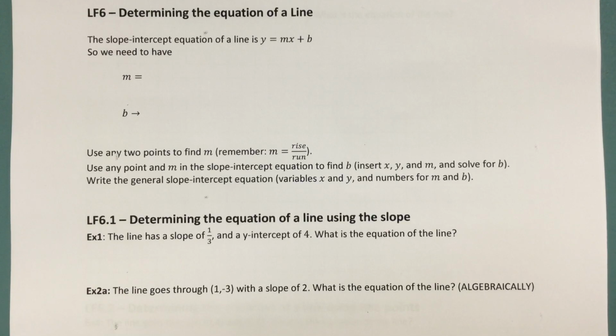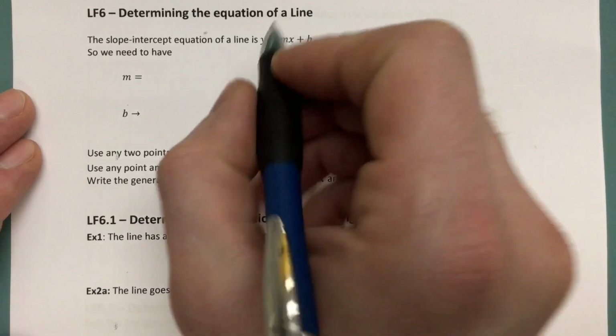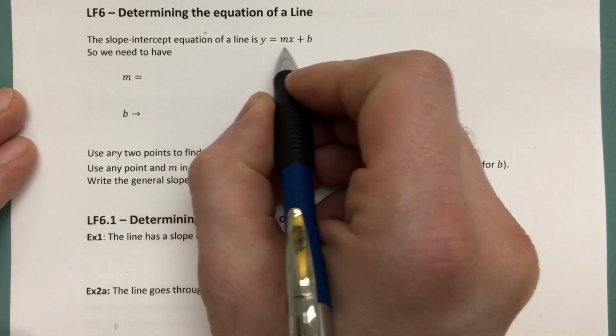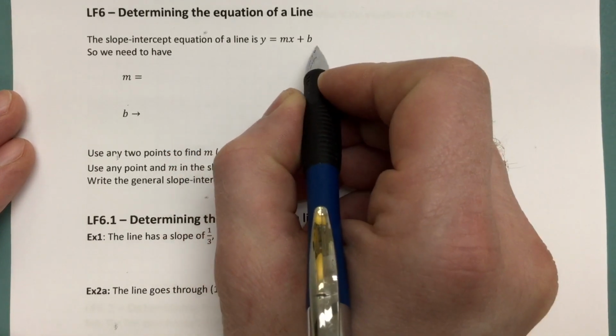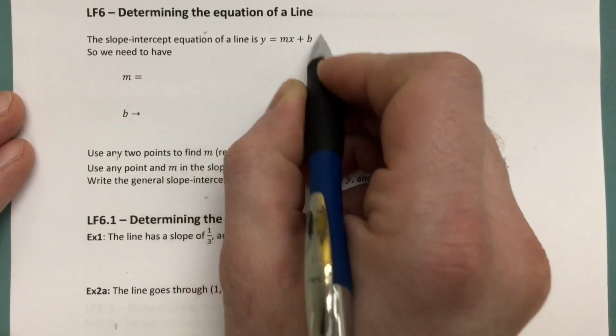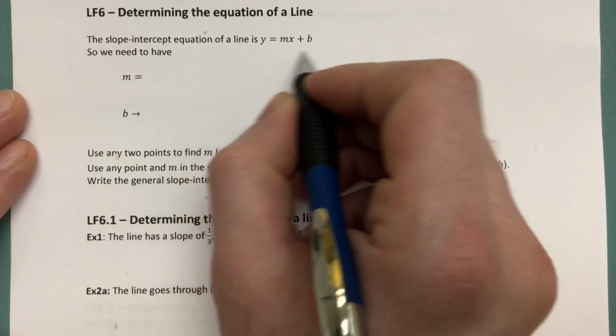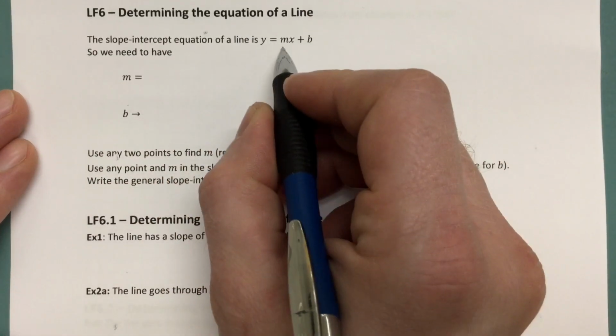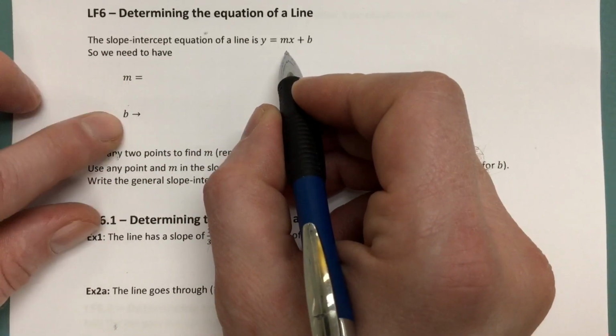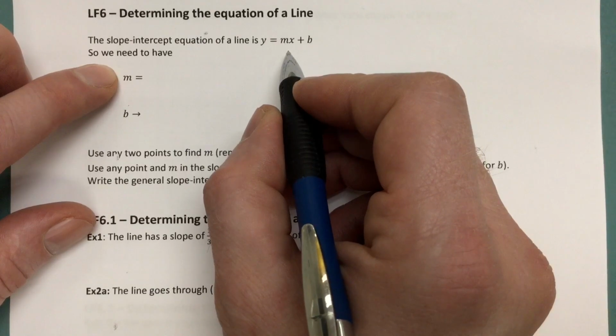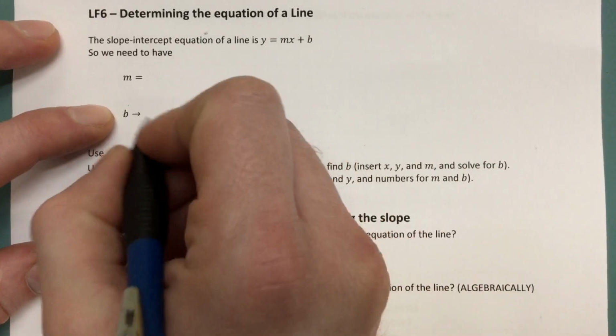So to determine the equation of the line, we have looked at previous lessons already, and we know that the equation of a line is y is equal to mx plus b. That's the equation of a linear function in general. And to be able to write this equation, we need two things, as we looked at before. We need the slope and we need the y-intercept.